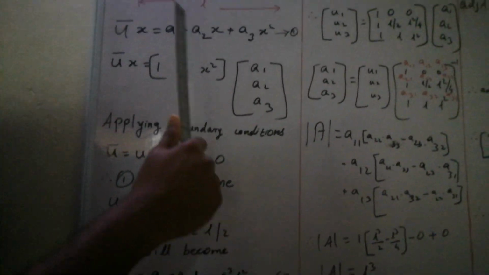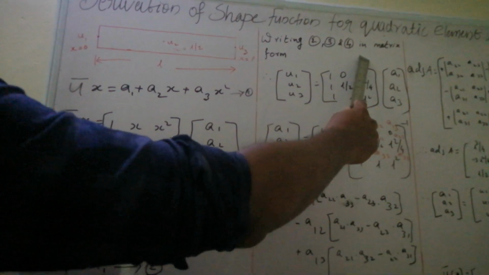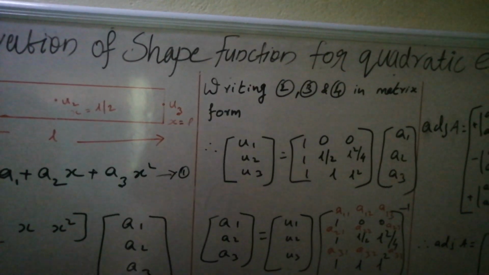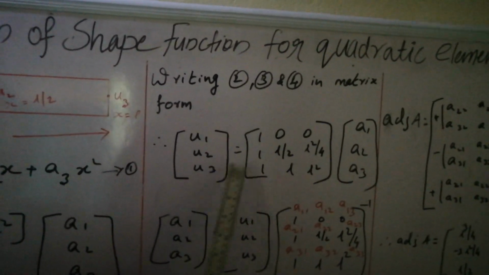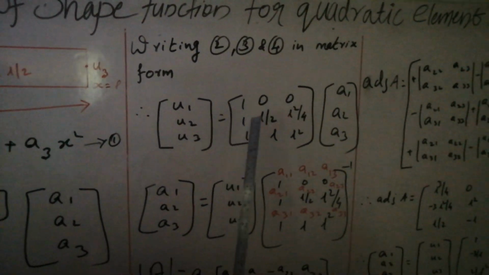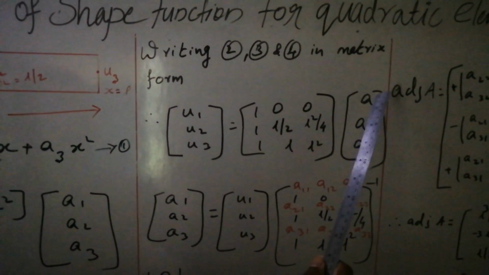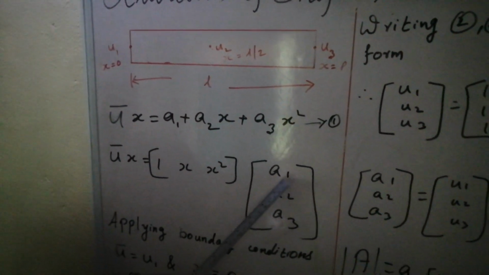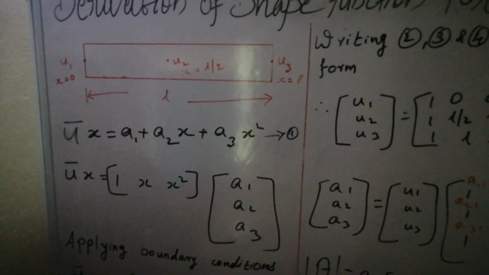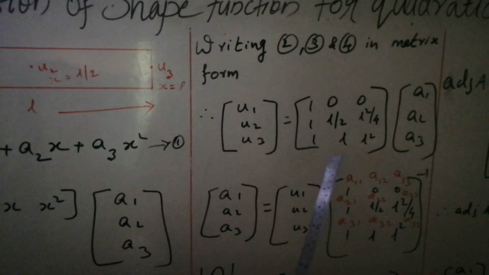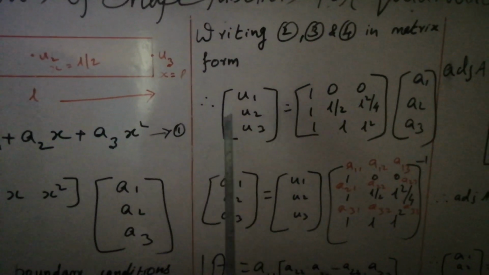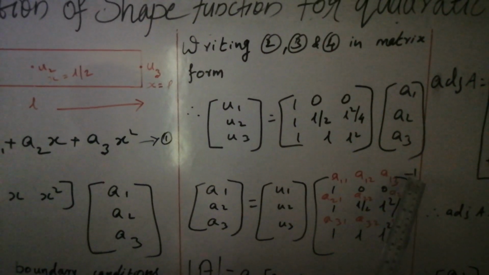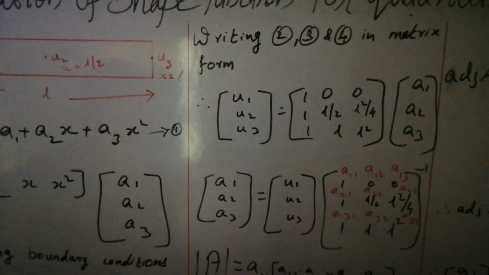Now we want to convert these 3 equations into matrix form. We get [u1, u2, u3] equal to the matrix [1, 0, 0; 1, L by 2, L square by 4; 1, L, L square] times [a1, a2, a3]. Here we want to get the values of a1, a2, a3, so we are moving the matrix to the right hand side, and it will come as the inverse of this specific matrix.